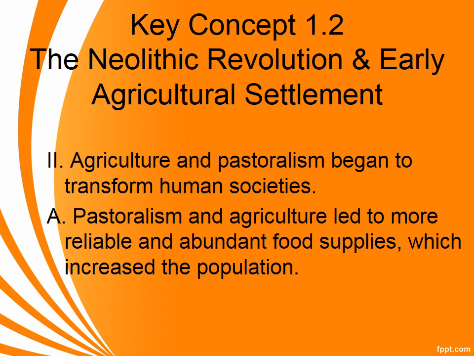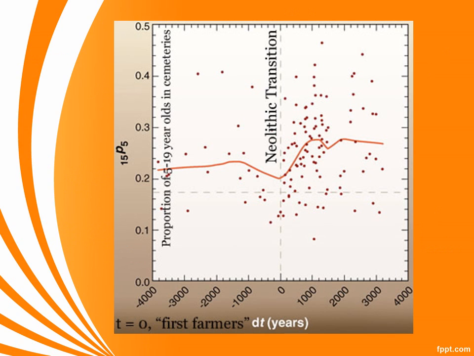Roman numeral 2 for key concept 1.2 states that agriculture and pastoralism began to transform human societies. Part A, pastoralism and agriculture led to more reliable and abundant food supplies, which increased the population. When you increase your population, you're going to have a more stratified society. Here you can see some of the changes for our population numbers. Now, if you notice, when we hit the Neolithic Revolution, we have a huge jump in our populations.